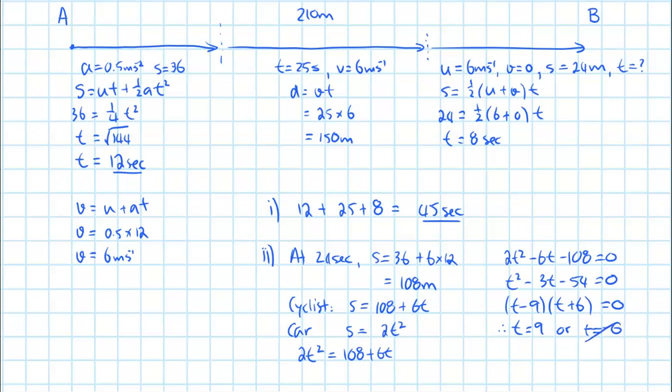All right, we can throw away the negative time and say it's 9 seconds after the car leaves that the car catches the cyclist. And so the time to catch is going to be the 24 seconds head start plus 9, which is 33. Done.